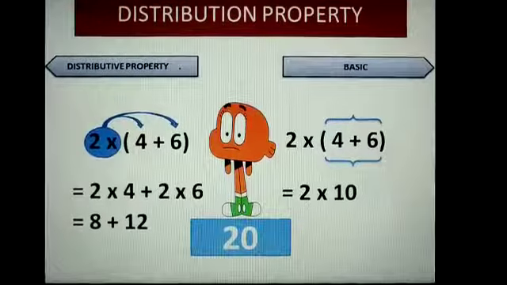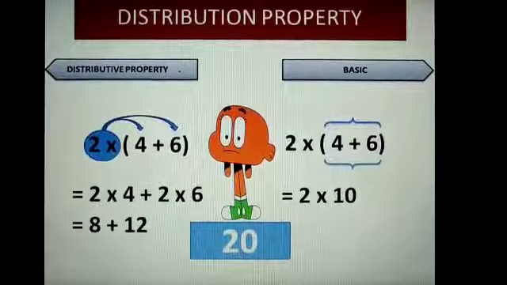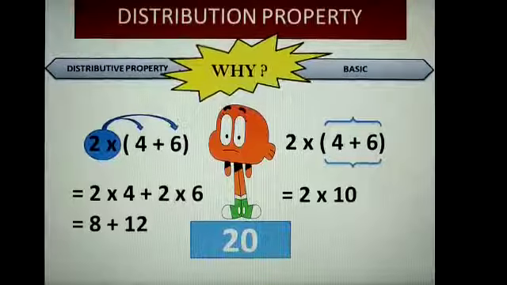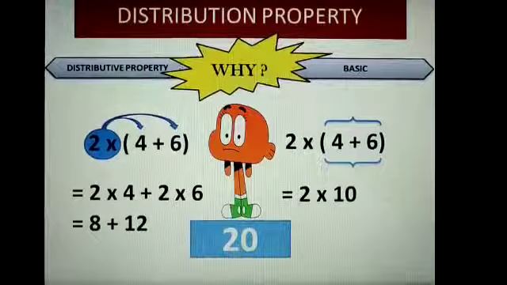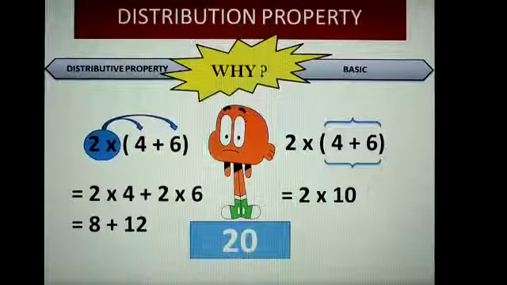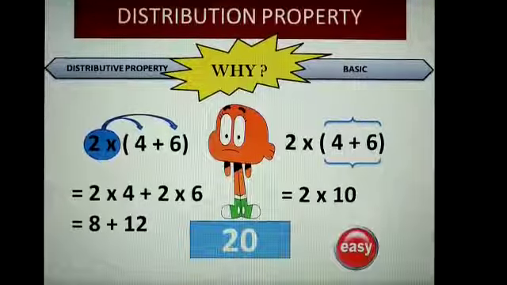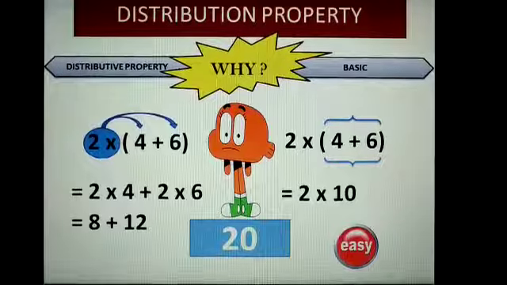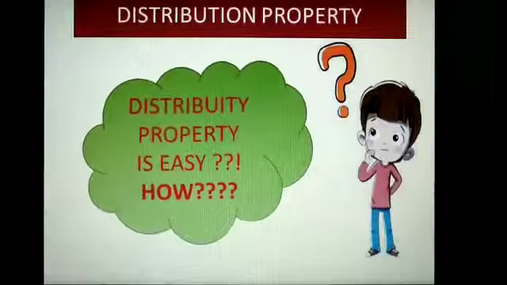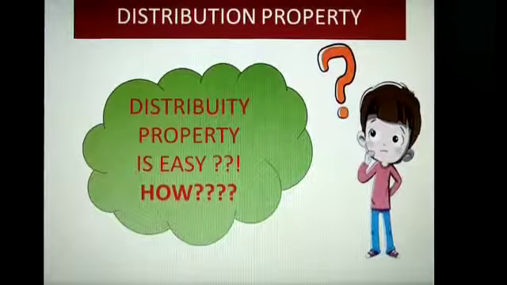But why do we need 2 different ways to do the same calculation? It will seem like the distributive property way was even more complicated than the regular way. Why would we ever want to use it? That is a good question, and it is true. There are times where the distributive property way is harder, like in our first example. But there are also times when the distributive property way is easier. Distributive property is easy? How? Look at the next example which helps you to understand.